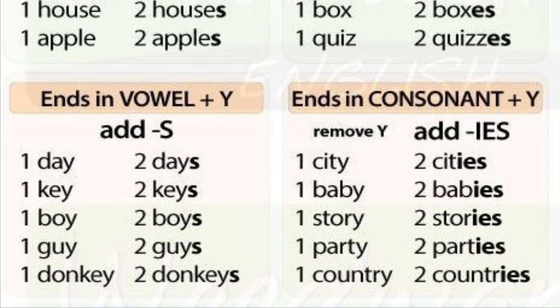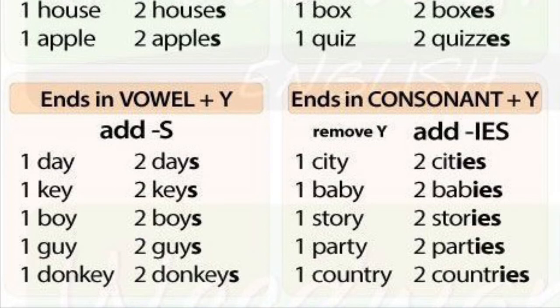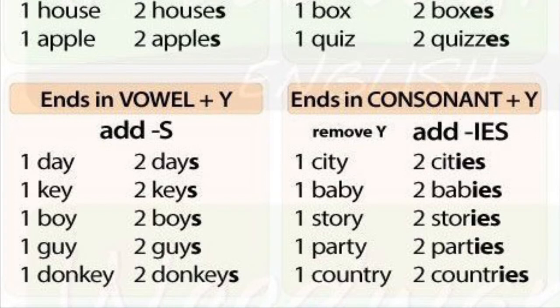Now if we talk about the words which are ending with y and there is no vowel before it, like city, there is no vowel here. A, E, I, O, U, nothing. City, baby, story, party, country. So here we have to cut y and write ies.